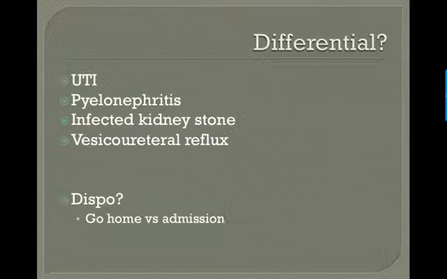So your differential here is pretty easy. Urinary tract infection, pyelonephritis, maybe an infected kidney stone, or vesicoureteral reflux disease, which has been causing her multiple urinary tract infections. So at this point, you're thinking she probably has a urinary tract infection and can go home with some antibiotics, but you're going to pull out your bedside ultrasound to still take a look at both kidneys just to make sure there's not something else going on.